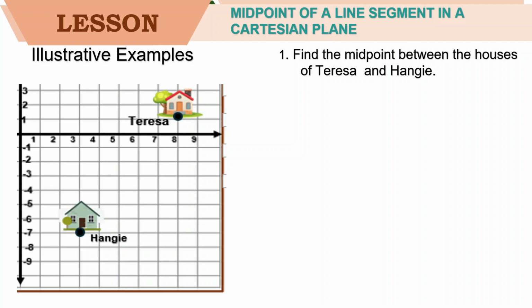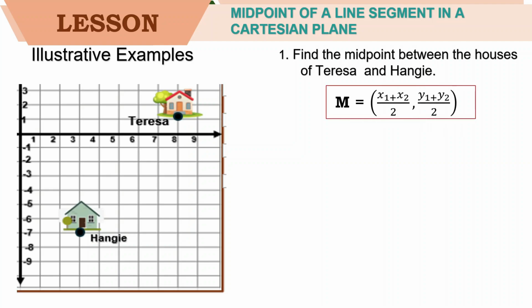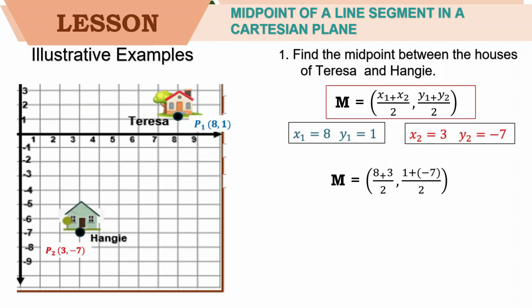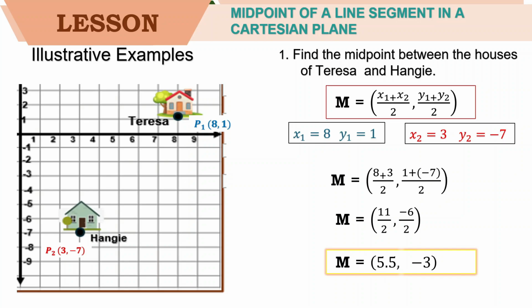Let's now try to find the midpoint between the houses of Teresa and Hanji. Using the midpoint formula, let's substitute the coordinates of their houses. We will have 8 plus 3 over 2 using their x coordinates divided by 2. And we will have 1 plus negative 7 over 2 using their y coordinates divided by 2. Simplifying, we will have 11 over 2, negative 6 over 2. 11 divided by 2 is 5.5, whereas negative 6 divided by 2 is negative 3. Therefore, the midpoint is at 5.5, negative 3.